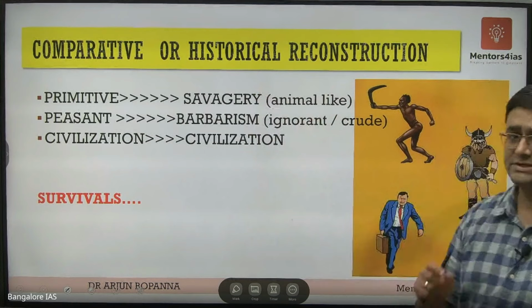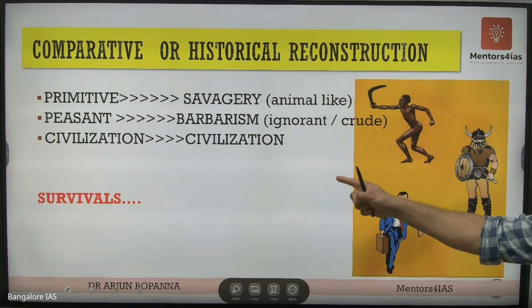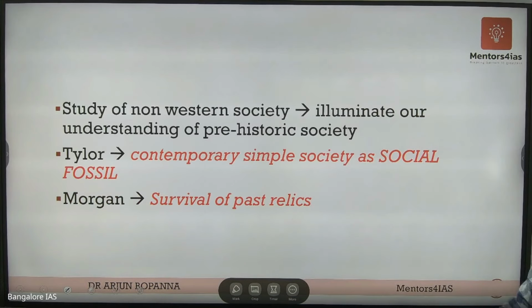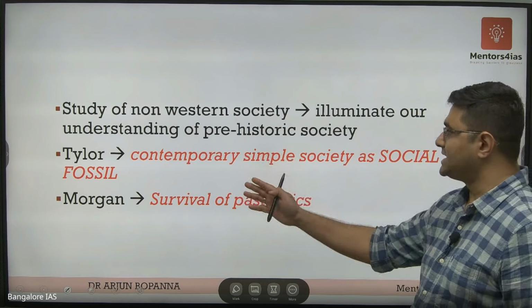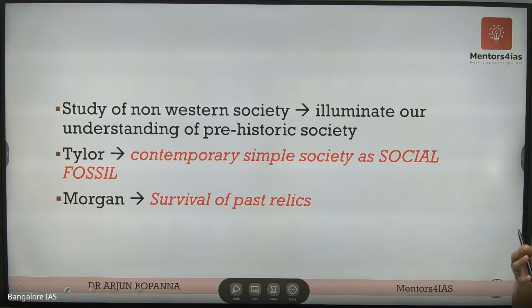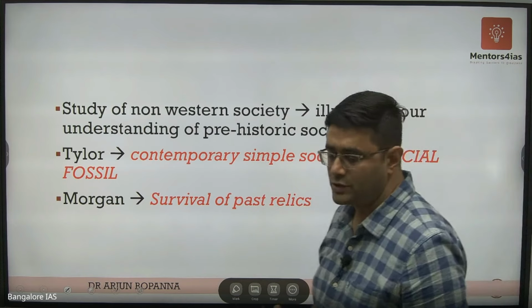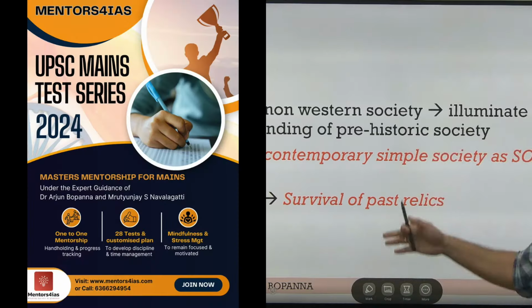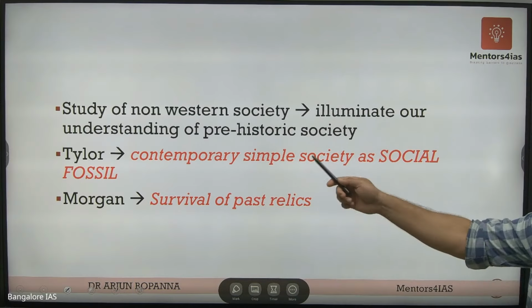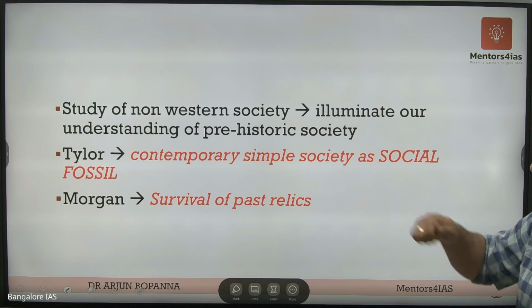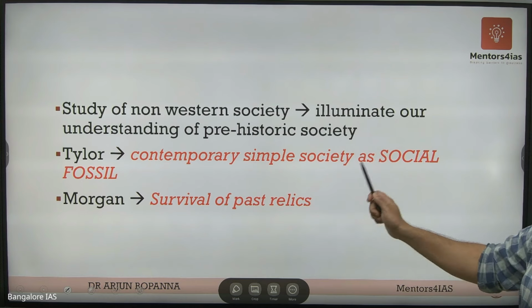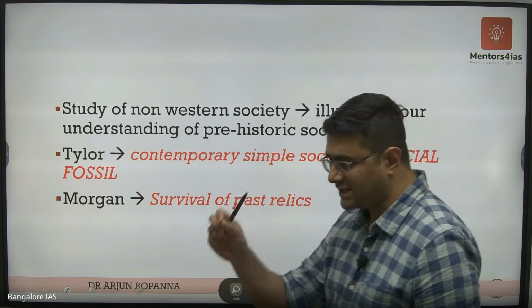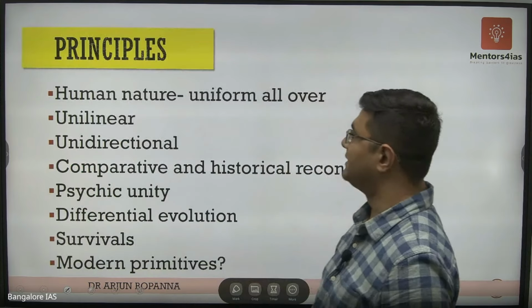They did comparative study, that you need to remember. They talked about survival, that you need to study, right? So survivals are nothing but, as I told you, cultural fossils, right? So these are some of the quotes that we need to remember. Tylor called these survivals social fossils. Morgan called survivals past relics. So by studying them, we will be able to understand our past.